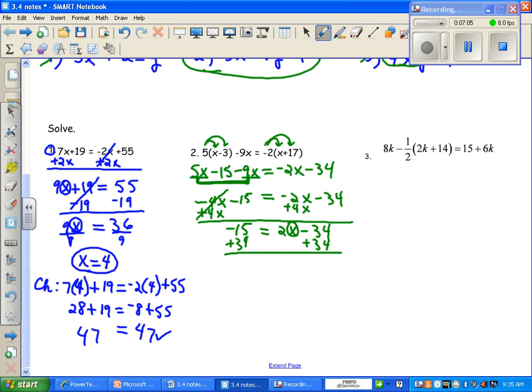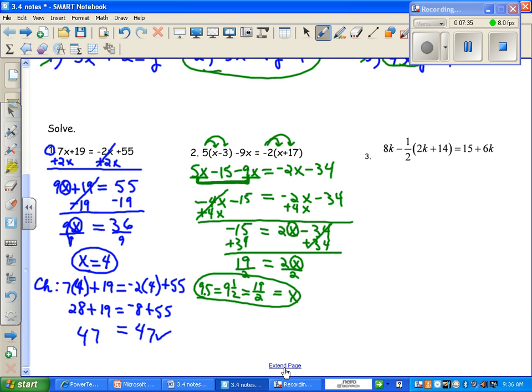And then when you combine your like terms, you end up with a 19 equaling a 2x. These 34's cancel. So to undo the multiplication of 2, you show me that you're dividing both sides by 2, and x equals 19 halves. Make sure it's reduced, or you could write that as 9.5. Any one of those would work, and you should check that as well. We're going to go on to number 3, however.